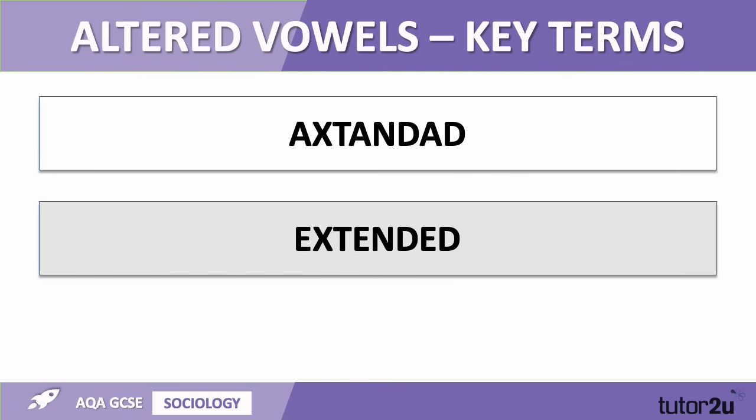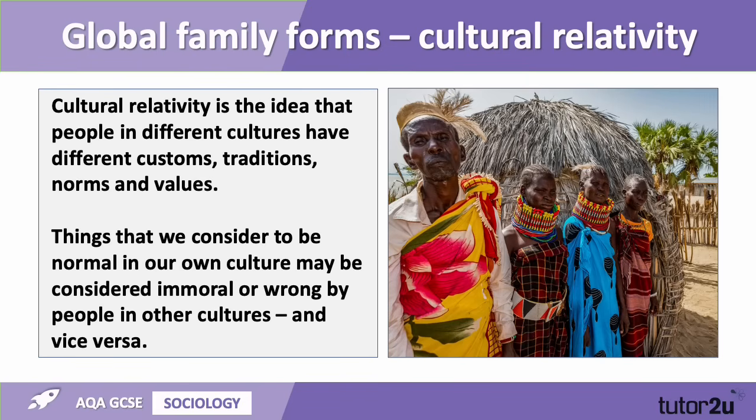They can be vertically extended, so you've got 3 or more generations living together or very nearby, so children, parents and grandparents for example, or they can be horizontally extended, so 2 generations with relatives other than the immediate family living together or nearby, so it might be cousins, aunts and uncles in this case. So we've covered UK family forms.